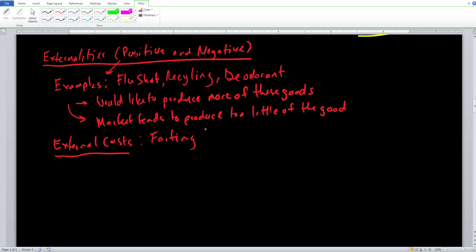Not wearing deodorant and not recycling would be really good examples of external cost as well. We can also say, hey, maybe driving on Miami's roads.